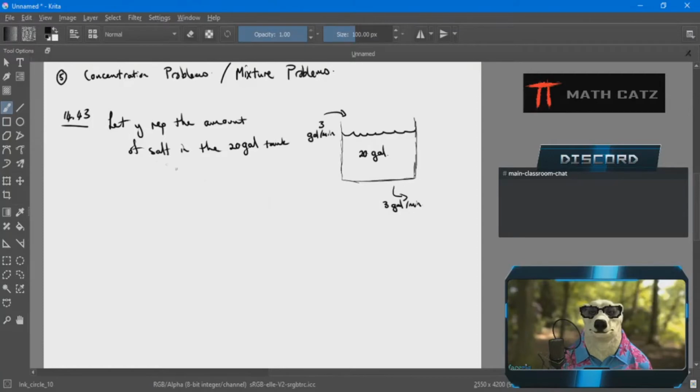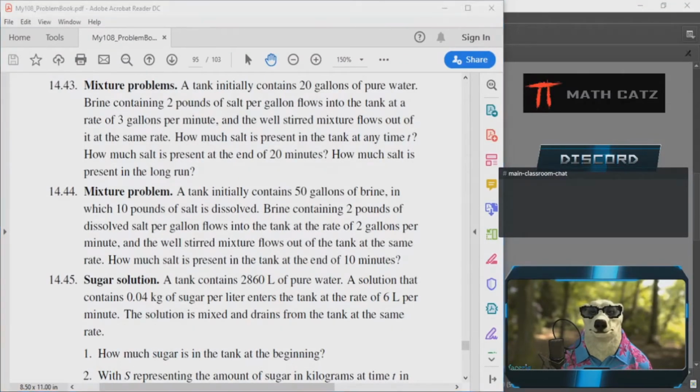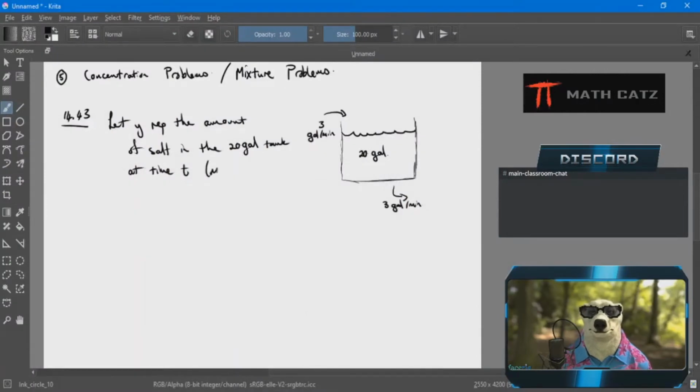I suppose let's clarify that even further: at time t, and t will be in minutes, because that's the time unit that they refer to. In minutes. Okay, so now how do we come up with an equation that models, that describes this situation?